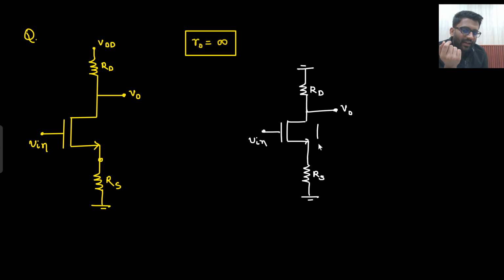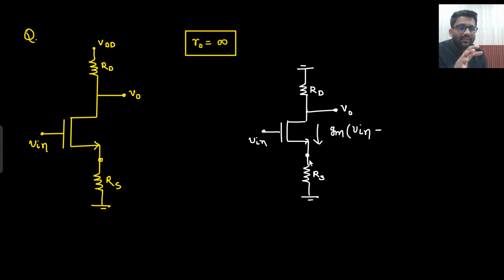Now the thing is, can I write down the current in MOS? Yes, I can, but my current will be Gm V in minus this potential. And do I know this potential? No. So what do I have to do? I have to assume some potential V here. If you don't know the potential, then you assume it.